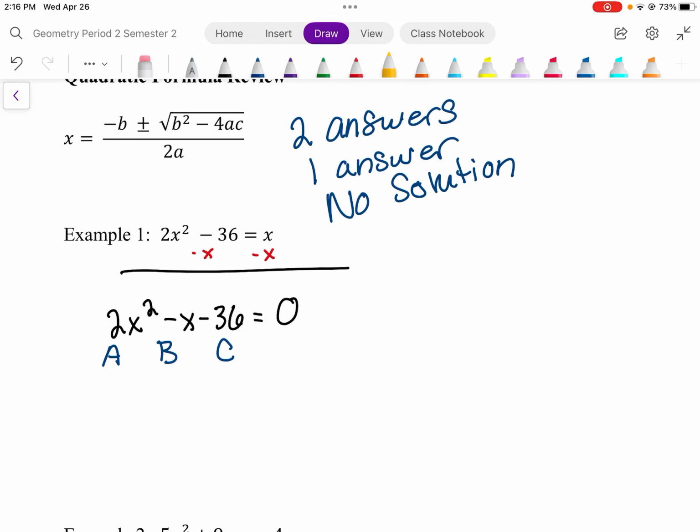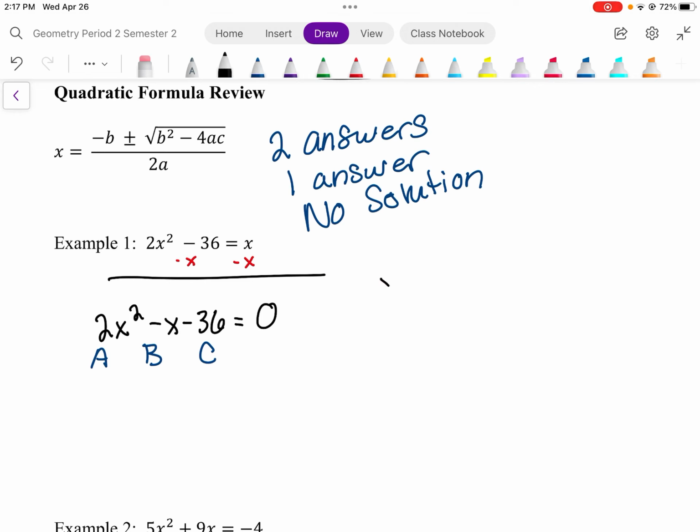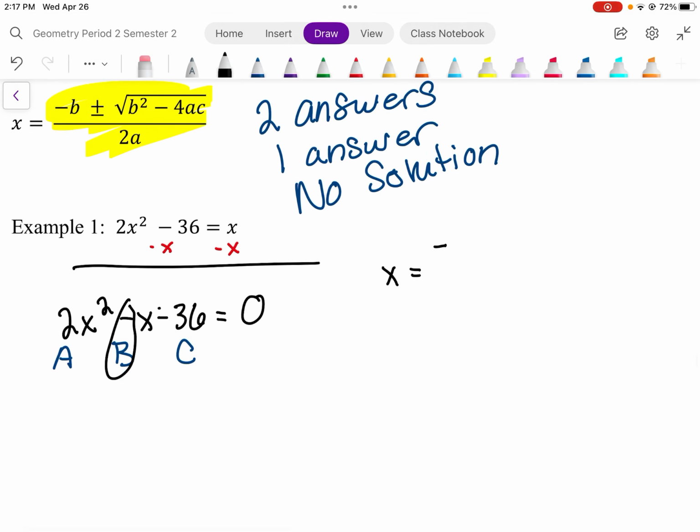And they always go in order when you have x squared, x, and then your constant. These are the values that are going to go into the quadratic formula. So we're going to just replace all of these with what the variable is equal to. So we're going to have negative b, which is -1.